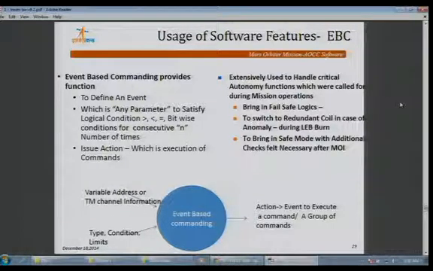And if that condition is satisfied, and it will be checked for n consecutive times, which is also programmable, it can issue an action, which is the execution of various commands. This is how it is envisaged. And this has been a programmable autonomy which has come into our help for various critical autonomy functions during the mission operations, which were to bring in some fail-safe logic, which I will be covering some of them. And basically, it's a programmable autonomy which has been used.